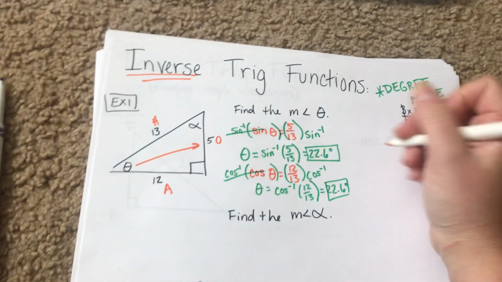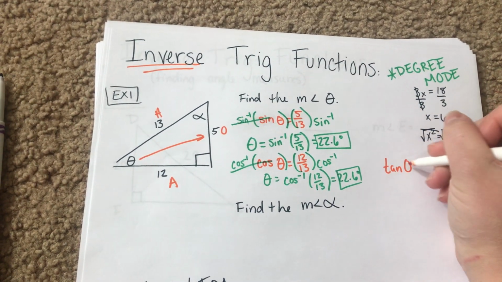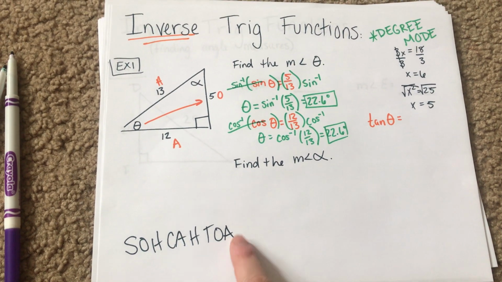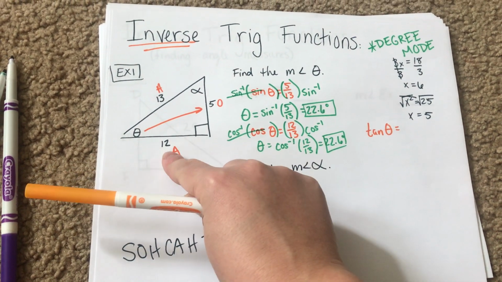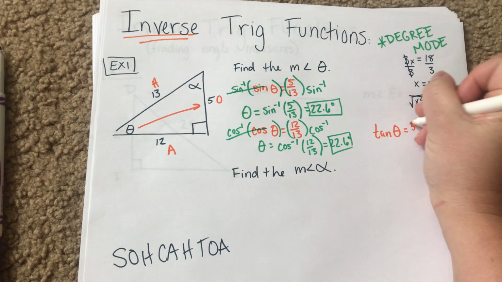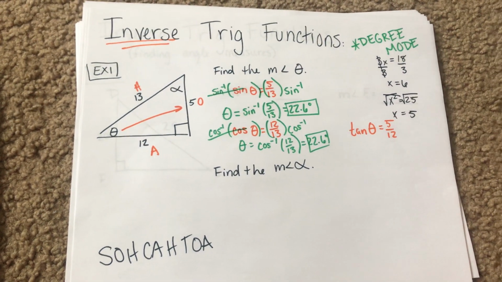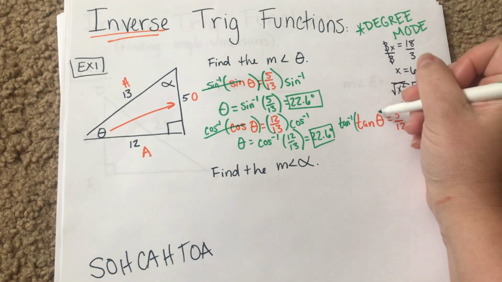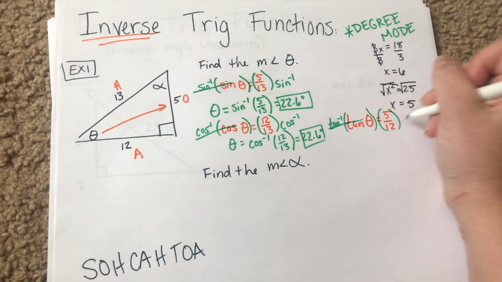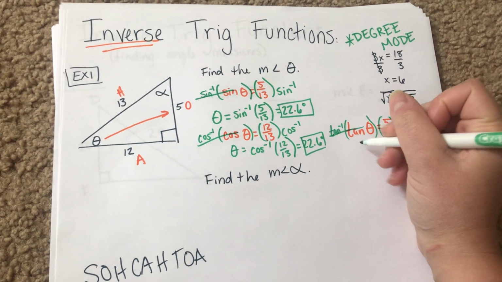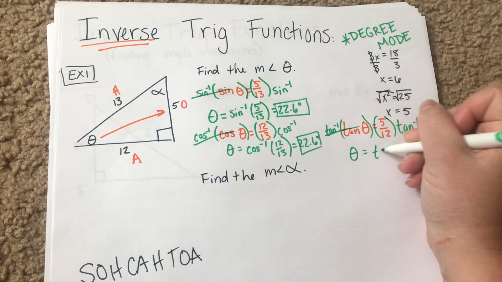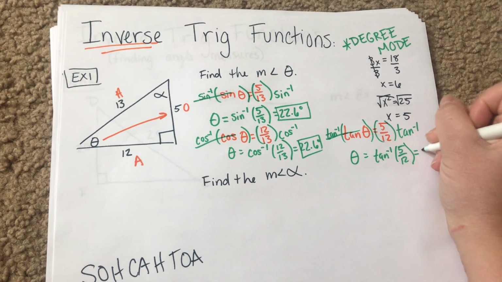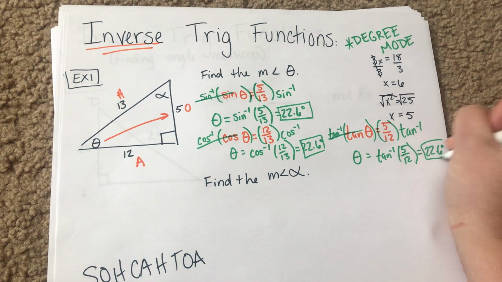And lastly, we could use tangent of theta. We know tangent is opposite over adjacent. Look down here. Opposite over adjacent. So if I look here, I have my opposite of 5, my adjacent of 12. So I have 5/12. Then, if I want to undo it, I use my tangent inverse to cancel that out. And what I do to one side, I do to the other. I'm left with theta equals tangent inverse of 5/12. And when you type that in your calculator, you still get 22.6 degrees.